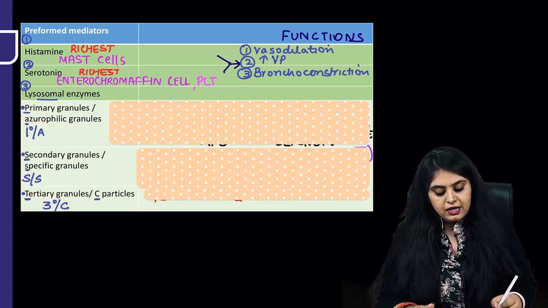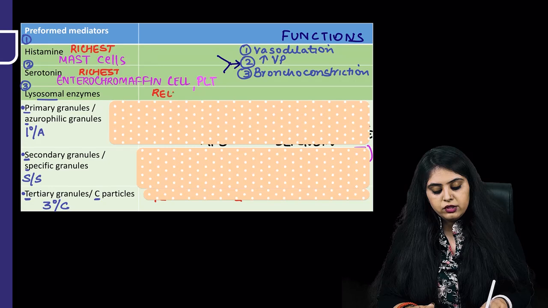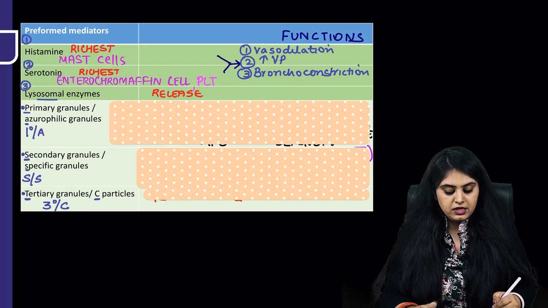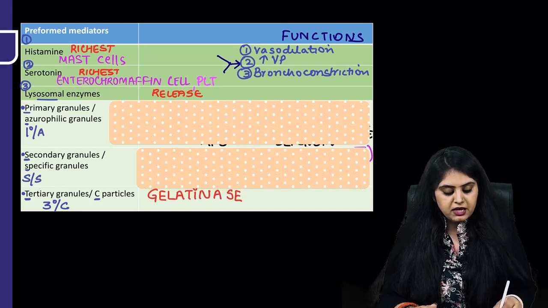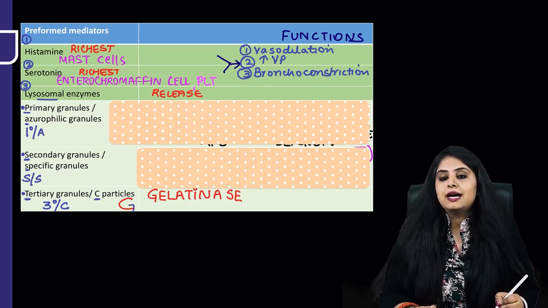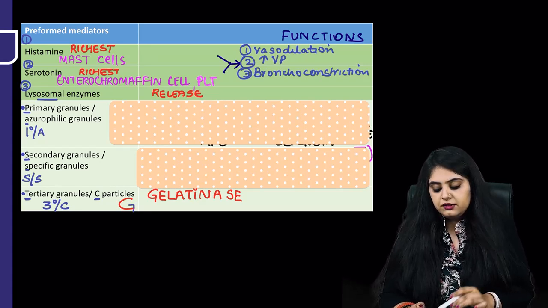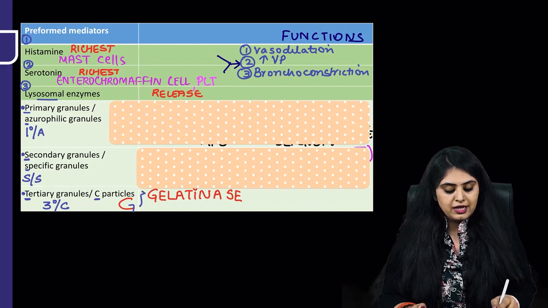Now you need to know what these granules actually release. Again, we will go a little mnemonics wise, otherwise it's tough to learn. Let's start with the C particle. The way you write C, you are going to draw a G out of it. And what do C particles release? If you can see over here, they are going to release G for gelatinase.